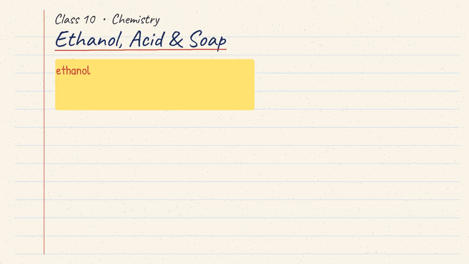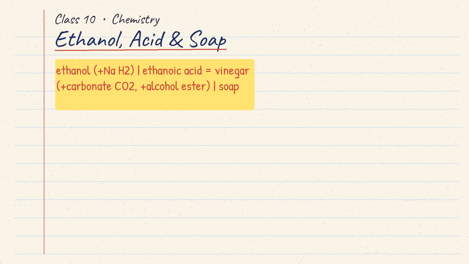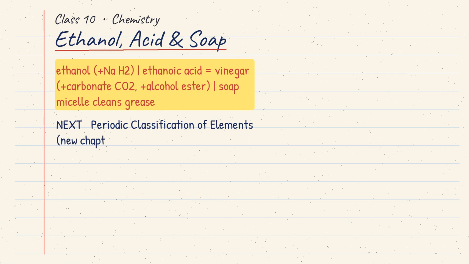So remember. Ethanol reacts with sodium to give hydrogen. Ethanoic acid is vinegar, it fizzes with carbonates giving carbon dioxide, and makes esters with alcohols. And soap cleans by forming micelles around grease. That completes carbon. Next, a brand new chapter, how scientists organized all the elements into the periodic table.